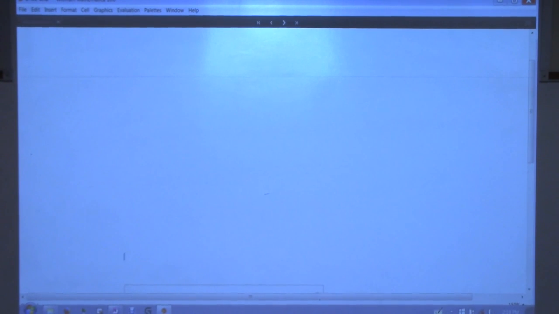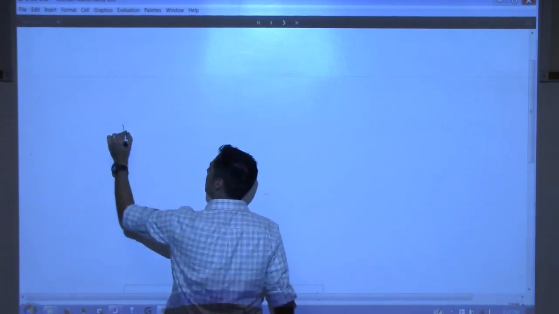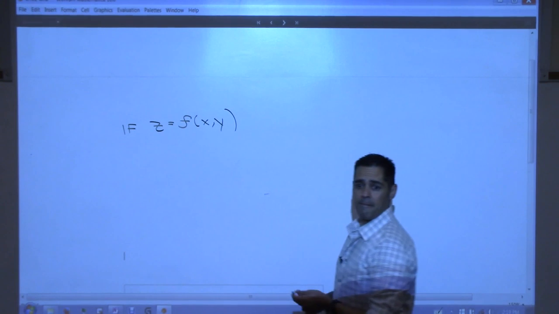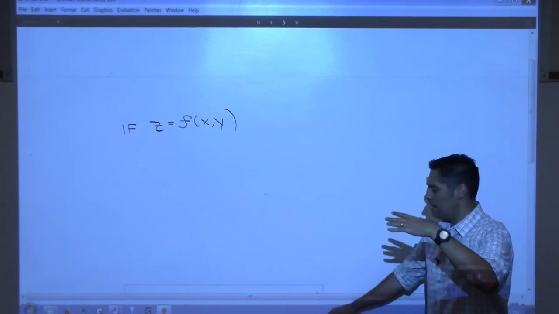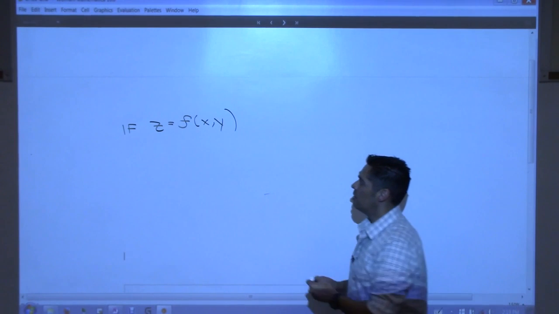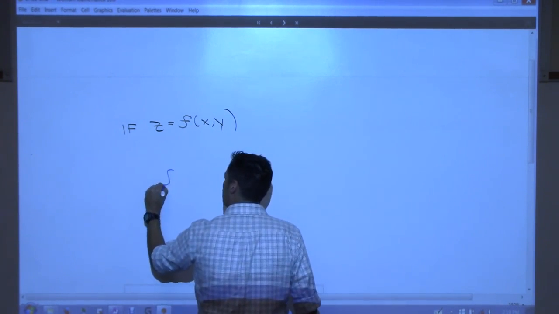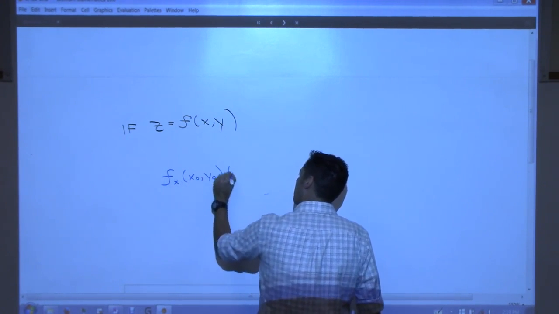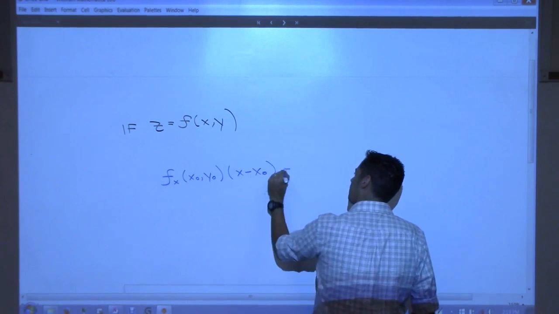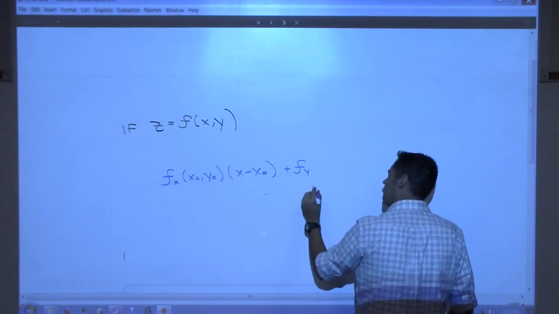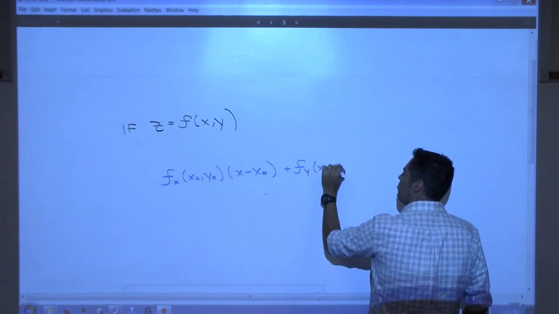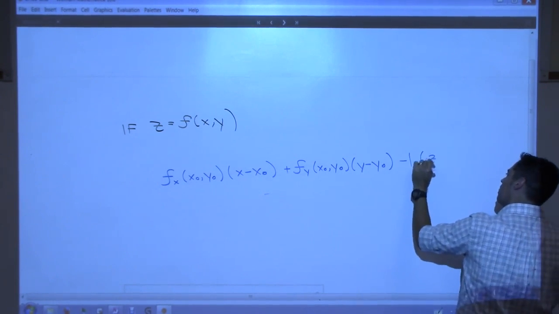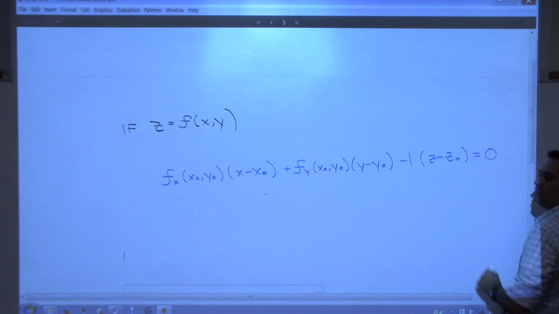What we had before was this. We had that if z was equal to some function of x and y, that made a surface, right? That we could find the equation of the tangent plane to this surface using this formula. It was the partial of f with respect to x at x naught, y naught, times x minus x naught, plus the partial of f with respect to y at x naught, y naught, times y minus y naught, minus 1 times z minus z naught equals 0.